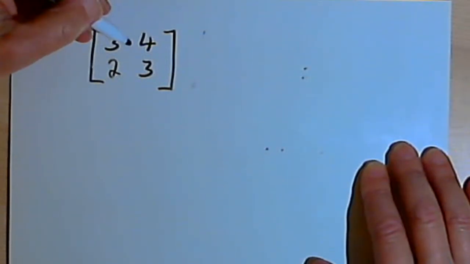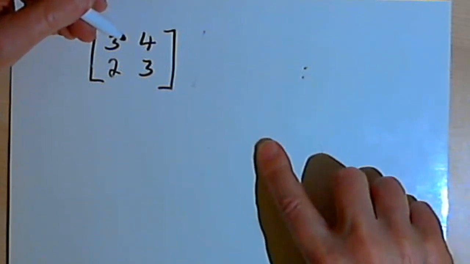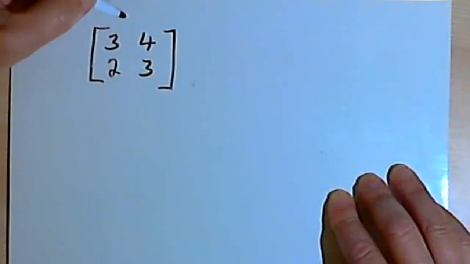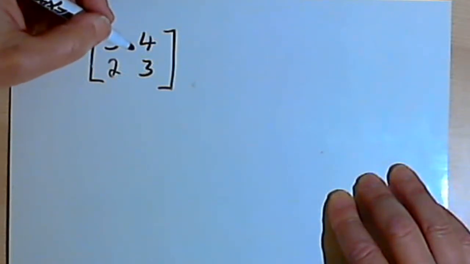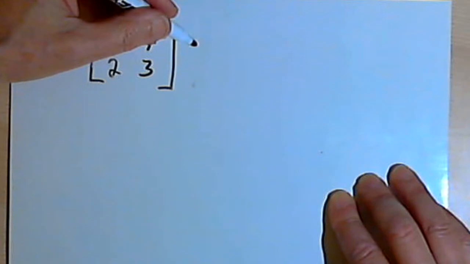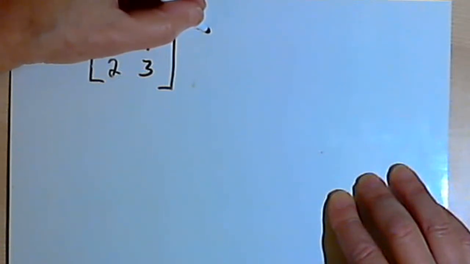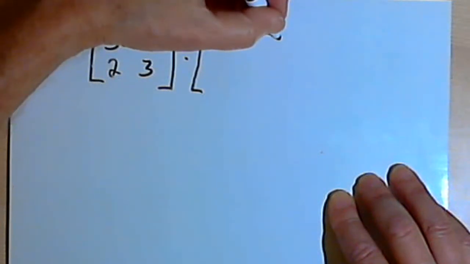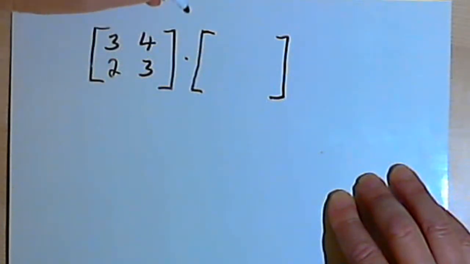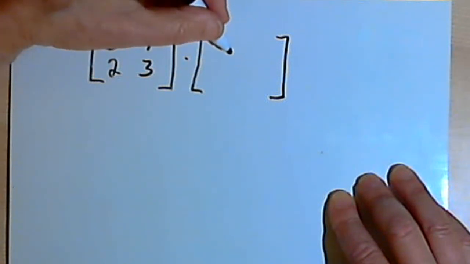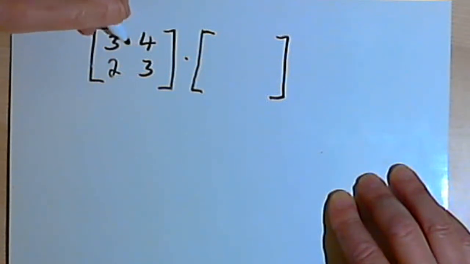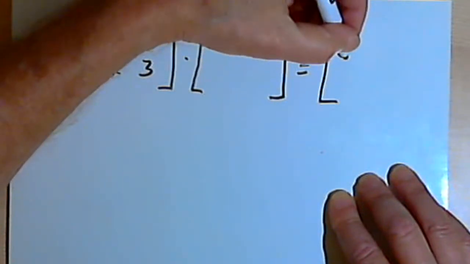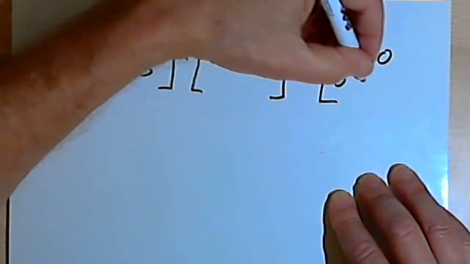So here I've got a 2 by 2 matrix. It's 3, 4, 2, 3. And I'm looking for its inverse. Now its inverse would be the matrix I could multiply it by and get the identity matrix. So I'm going to make believe I know what it is, and I'm going to put an empty matrix box after it. If I knew what to put in that box, I could multiply it by my original matrix and get a 2 by 2 identity matrix. That would be 1, 0, 0, 1.